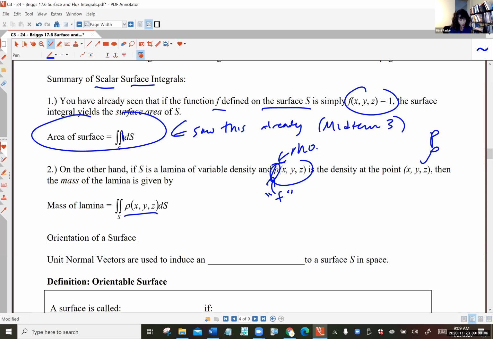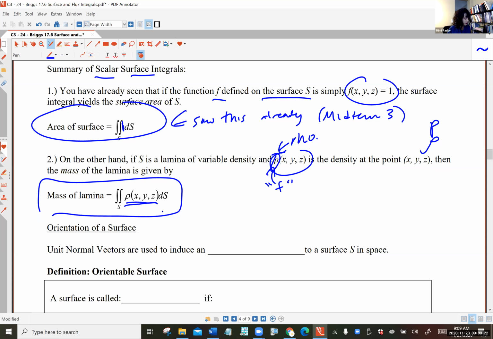In the last couple of problems I've done, I've used an f instead of a rho. Whatever, it's just notation. That would be some density function. And so if you see a scalar surface integral like this, this would represent the mass of your lamina, your surface that you're working on.